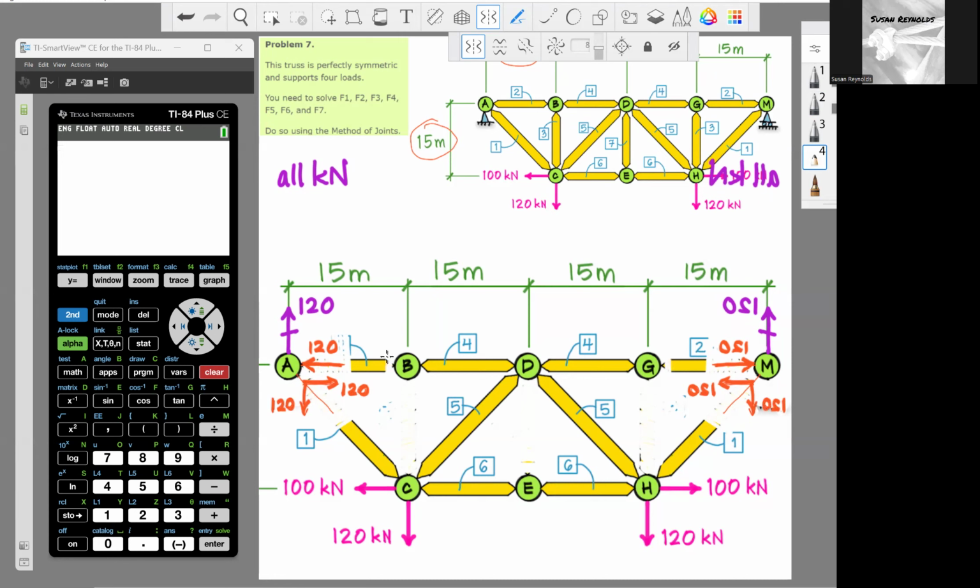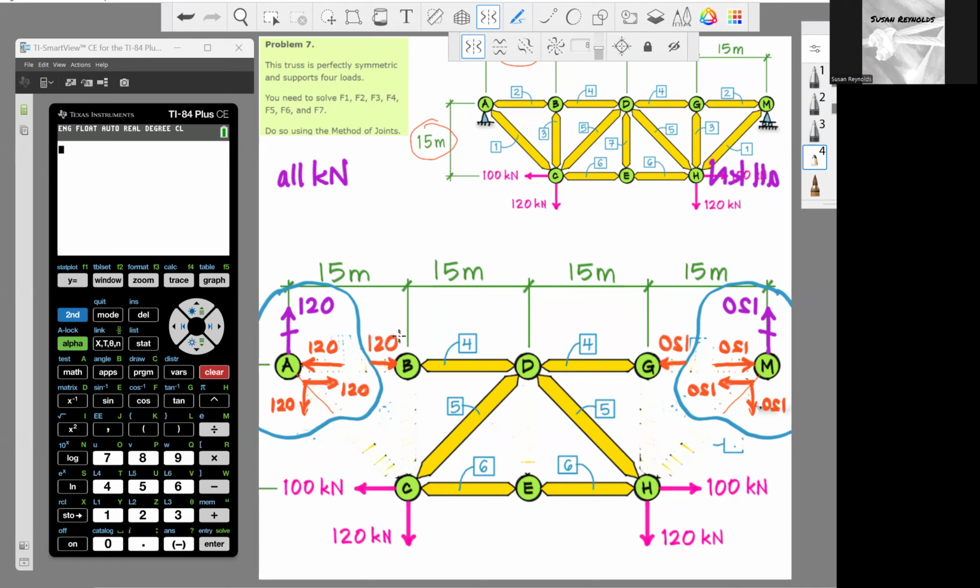Okay, let's take that information and bring it over to B and C. So node A is done. At B, so I've got 120. It is a push, so I push with 120 there. And down at C, I have pulls. So I have 120 pull and I have a 120 pull.